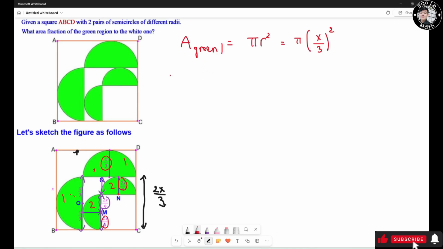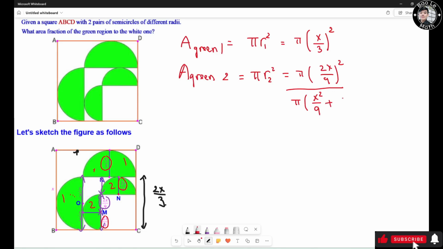Now green 2 is going to be pi r squared. This is green 1, which equals pi times 2s over 9 all squared. Now I need to add these up, so it turns out to be pi times s squared over 9 plus 4s squared over 81.